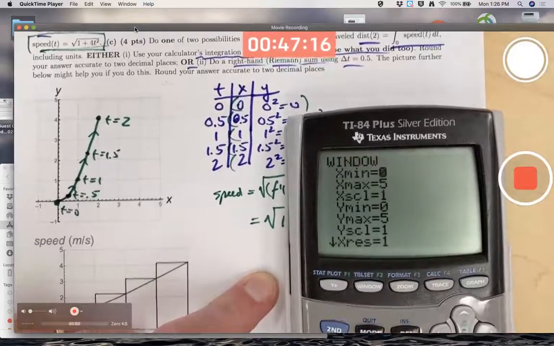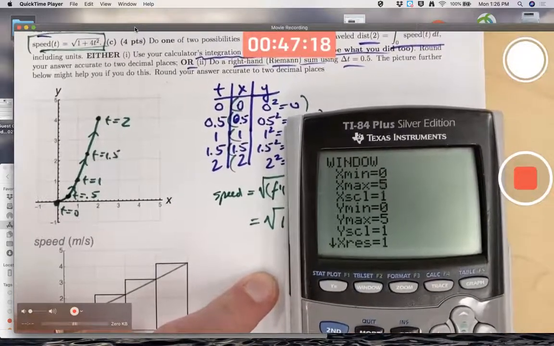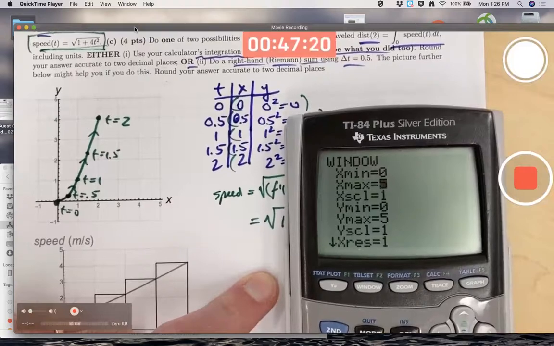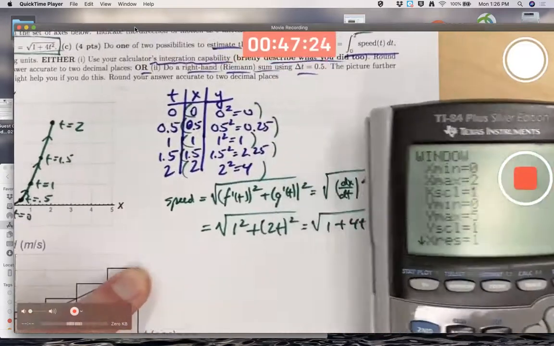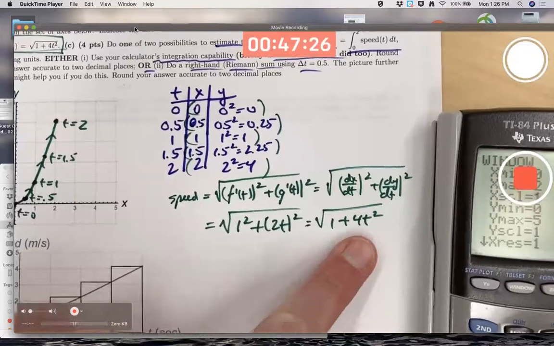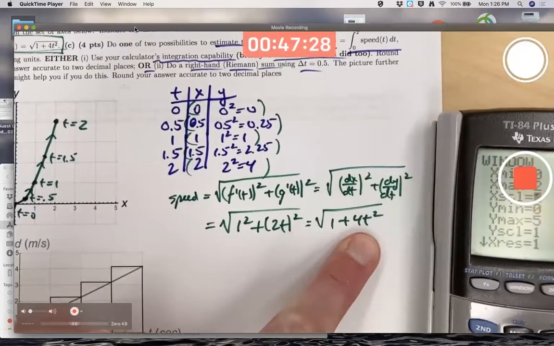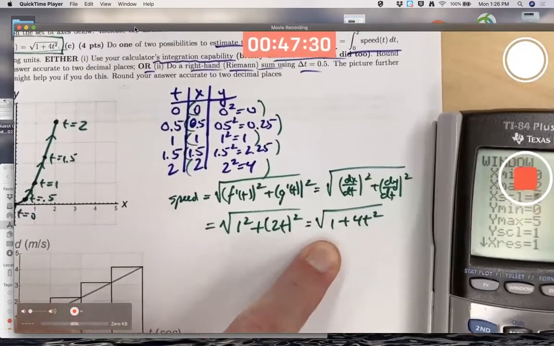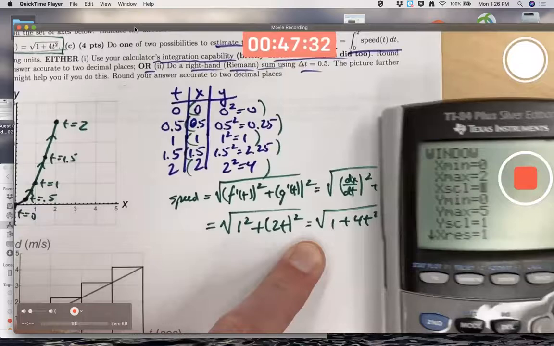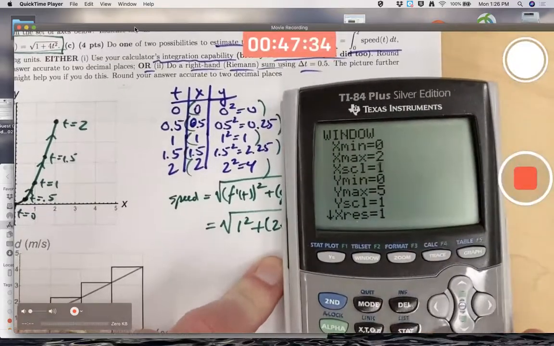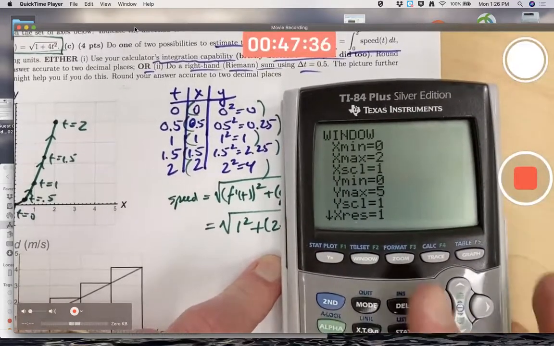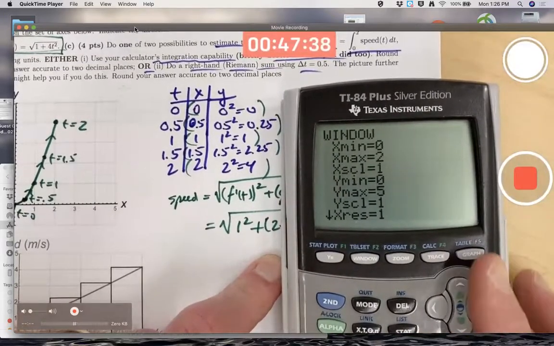Go ahead and plot this. T goes from 0 to 2 here, or x goes from 0 to 2. How big does this function get at time 2? 2 squared is 4 times 4 is 16, plus 1 is 17. Square root of 17 is a little bit bigger than 4. So in my y scale, I better go higher than 4 like I have here.